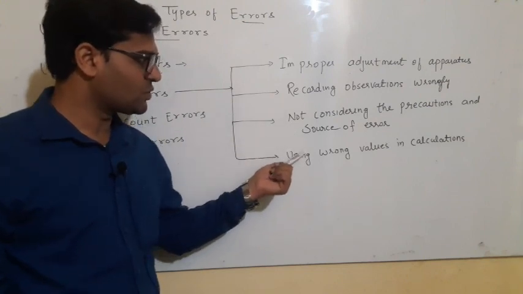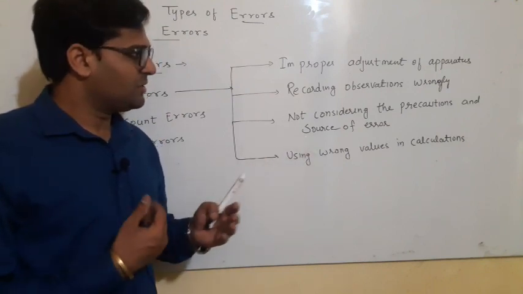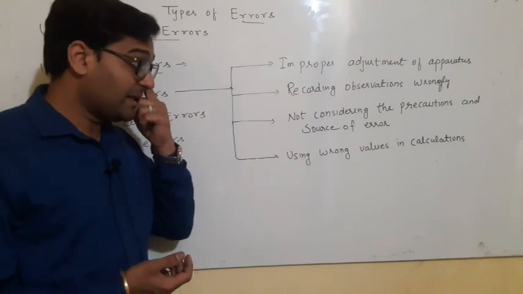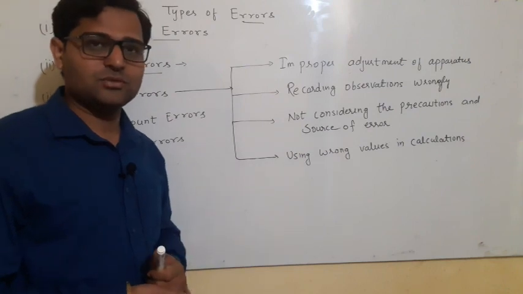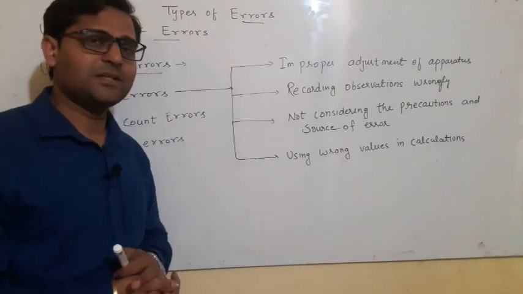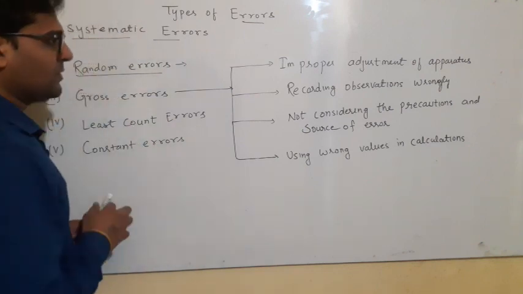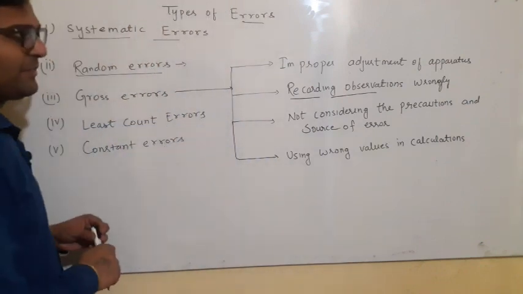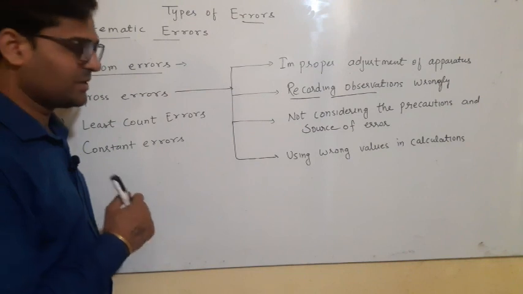And last is using wrong values in calculations while the calculations are going on. If we take some different values during the calculation, then our answer will be different from the actual answer. There is one method for this type of error, how to take the readings.